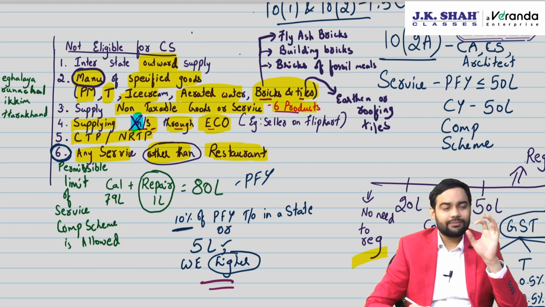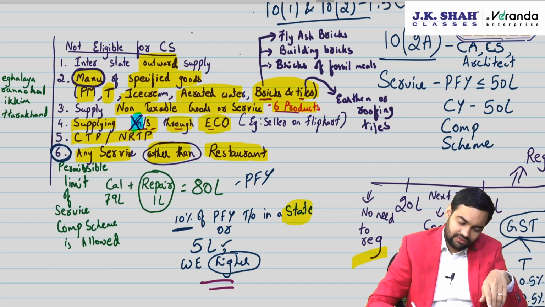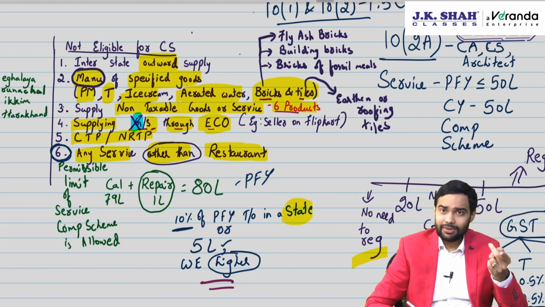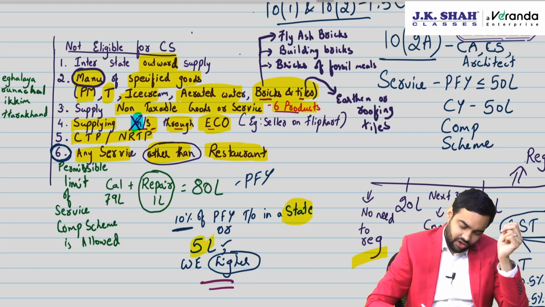What's the limit, sir? If you are providing services to some extent, that is 10% of PFY turnover in a state. Careful, the law uses the words PFY turnover in a state. That means it has to be determined for each branch separately. 10% of PFY turnover in a state or 5 lakh, whichever is higher.